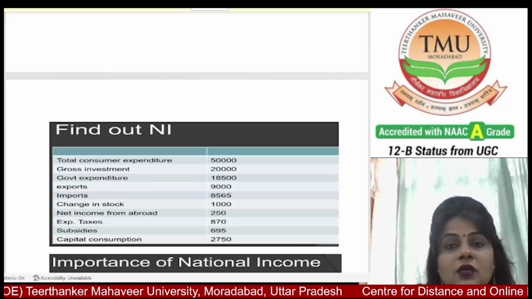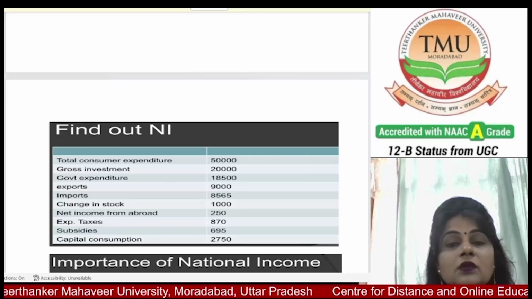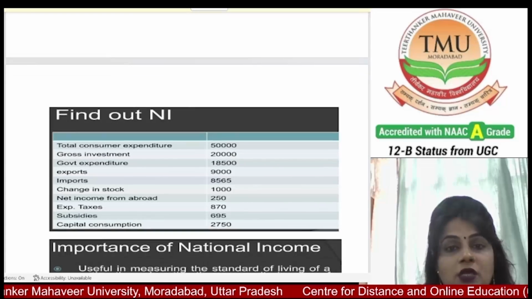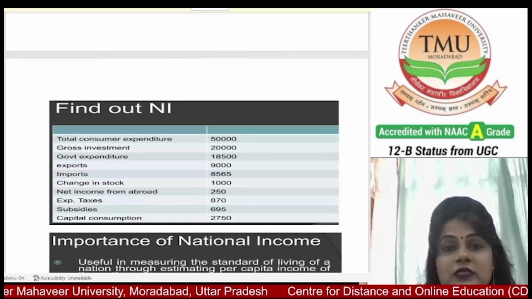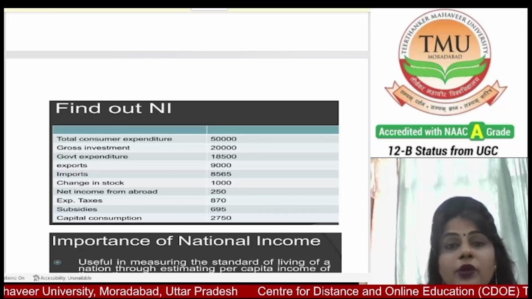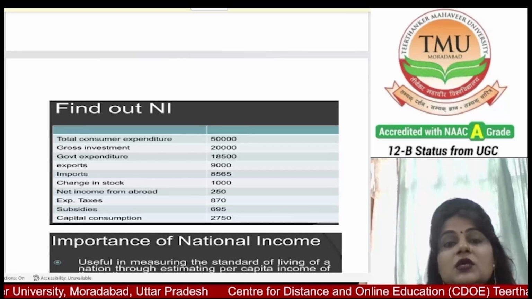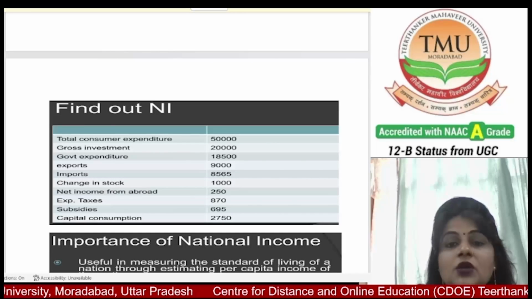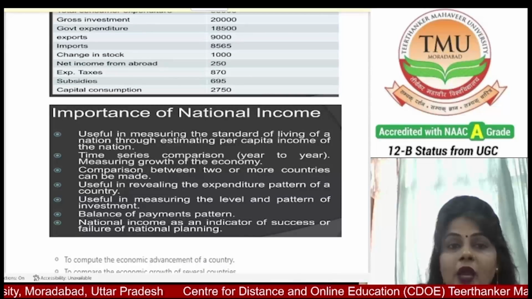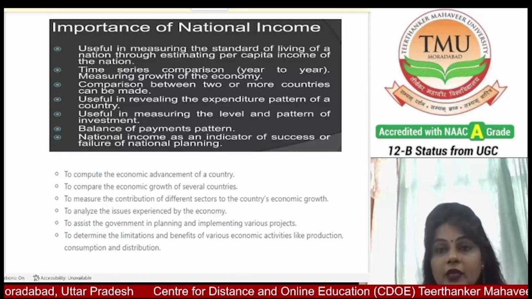total consumer expenditure 50,000, gross investment 20,000, government expenditure 18,500, export 9,000, import 8,565, change in stock 1,000, net income from abroad 250, expenditure taxes 870, subsidies 695, and capital consumption 2,750. I think students well understood the methods of measuring national income.